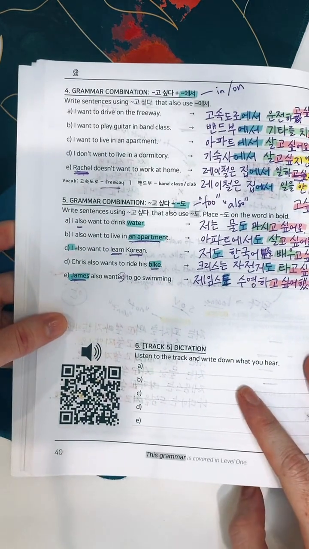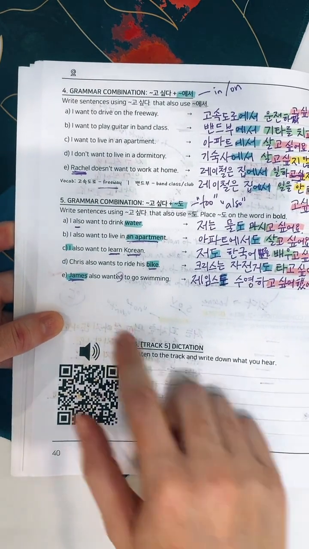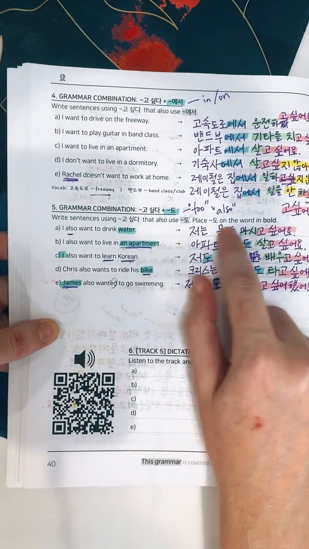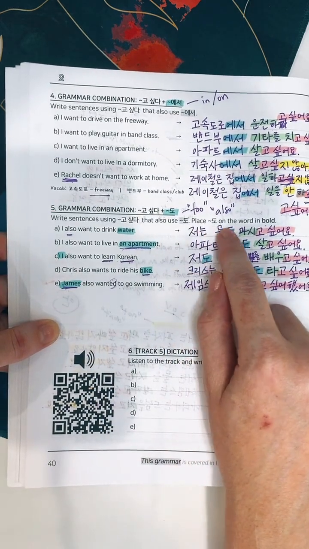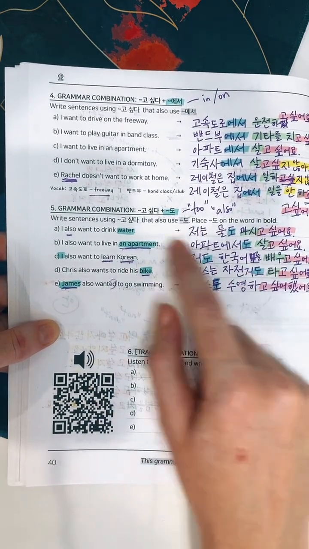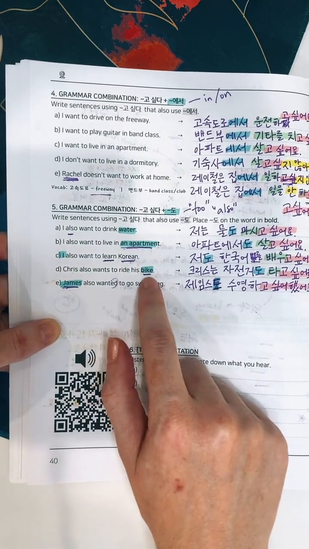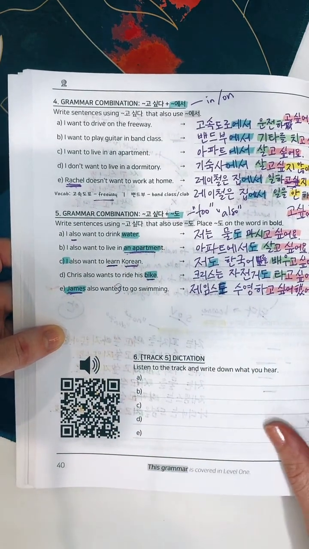도 is not in the subject as it happens in the example. So it's just because of this rule here: place 도 on the word in bold. This is where we're putting 도, just for practice.